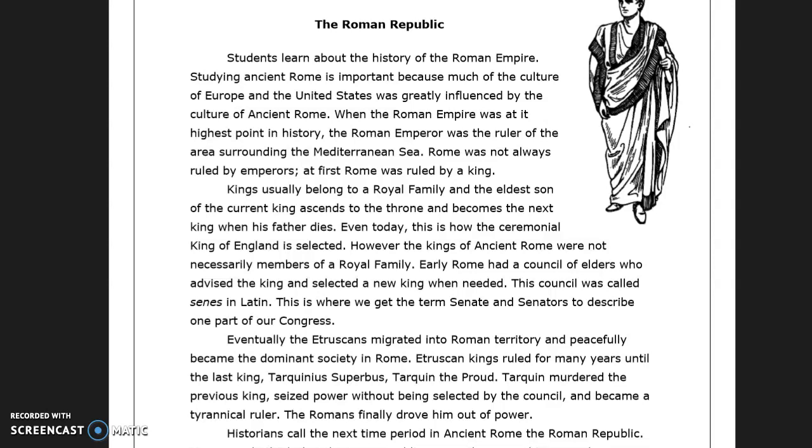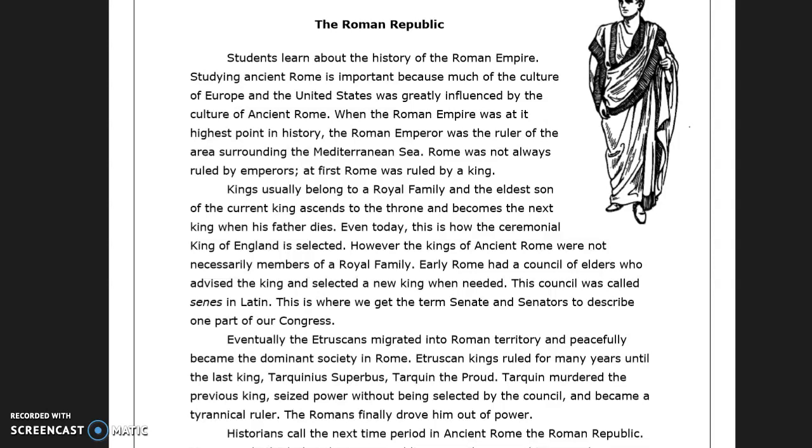So as I told you, the emperor is not only for a small area, it was for the whole Mediterranean Sea. Where is the Mediterranean Sea? We are living in the Middle East, which means around the Mediterranean Sea. Rome was not always ruled by emperors. At first, Rome was ruled by a king. Kings usually belong to a royal family, and the eldest son of the current king ascends to the throne and becomes the next king when his father dies. This is monarchy. Please write next to it, monarchy. Even today, this is how the ceremonial king of England is selected. As I told you, England is still a monarchy.